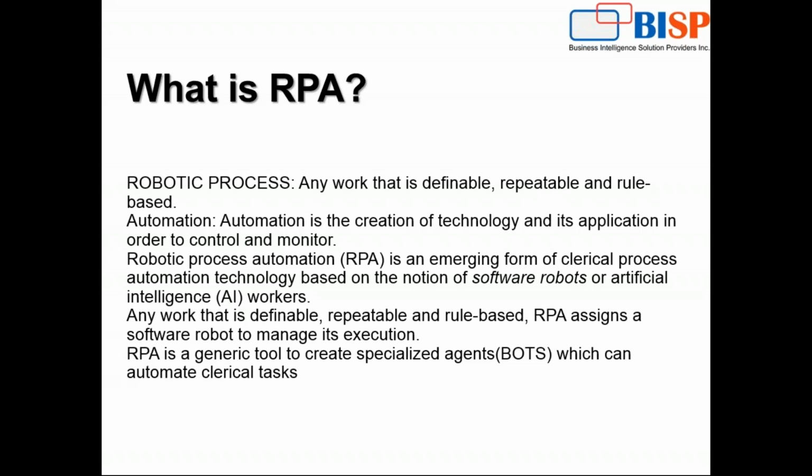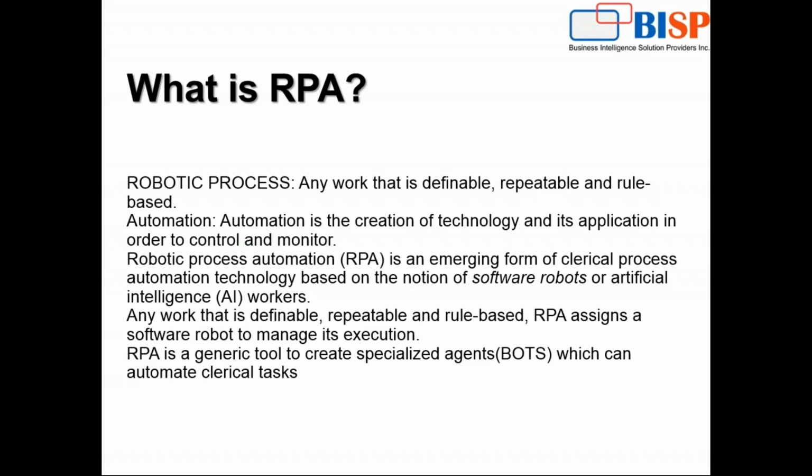To understand RPA, let us split it into two parts. The first one is robotic process and the second one is automation. So what is a robotic process? Any process or work that is definable, repeatable, and rule-based. Whatever process has a fixed number of steps and a fixed number of rules, we can call it a robotic process.